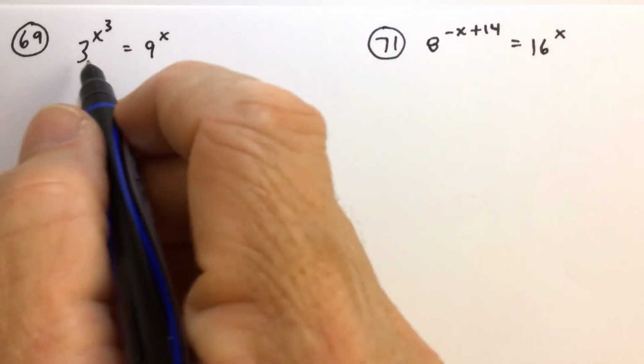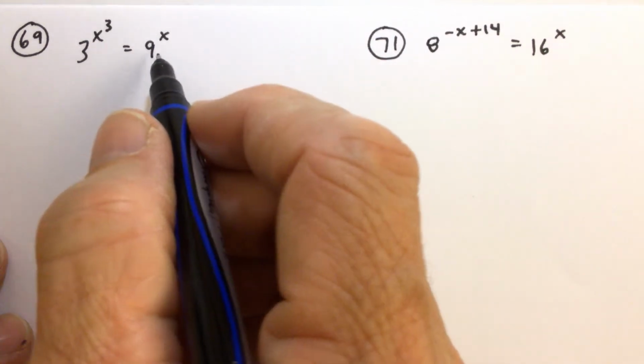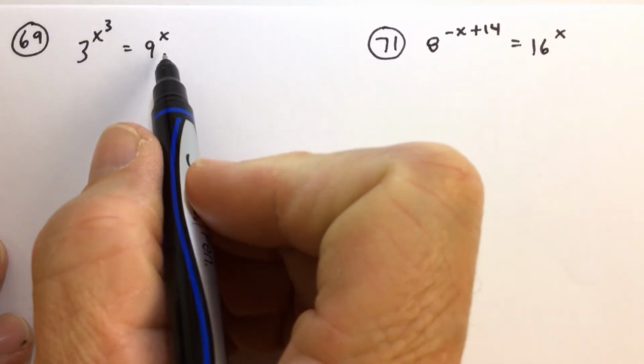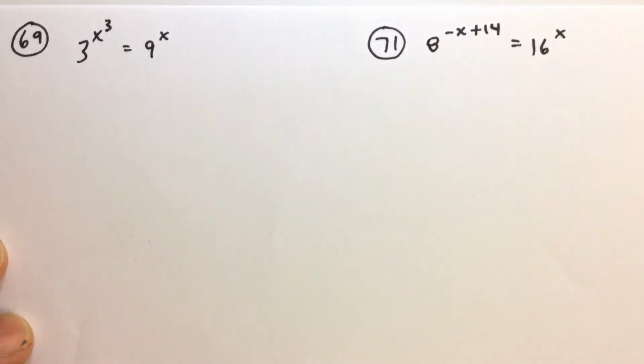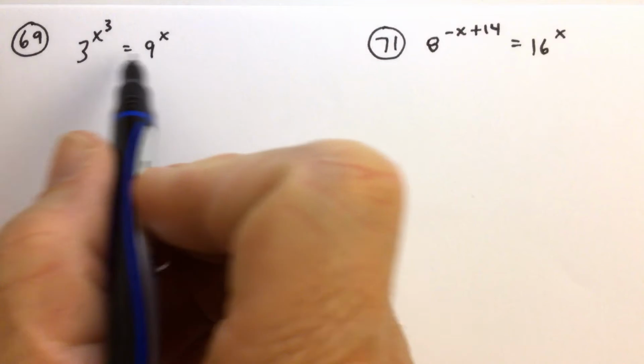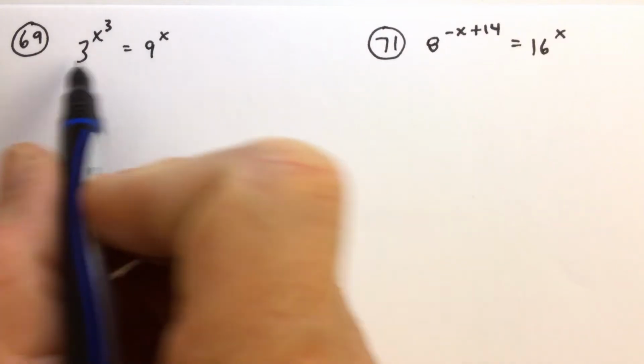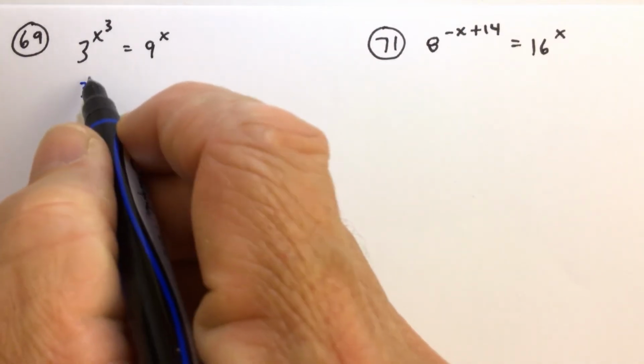Problem number 69. We identify, first of all, that it is an exponential equation because the variables are in the exponents. And then we also identify what our base is. Can we get both sides with the same base? And the answer is yes.